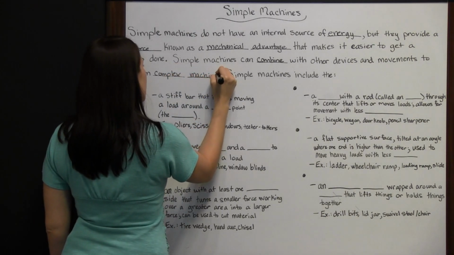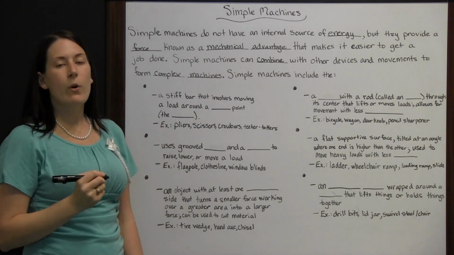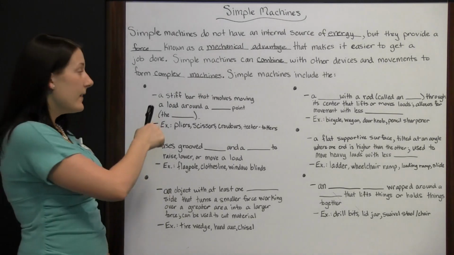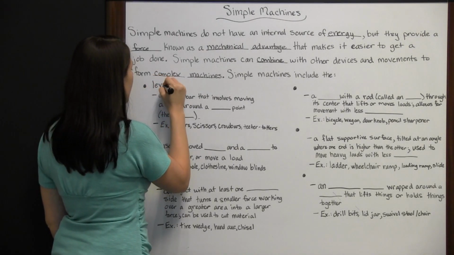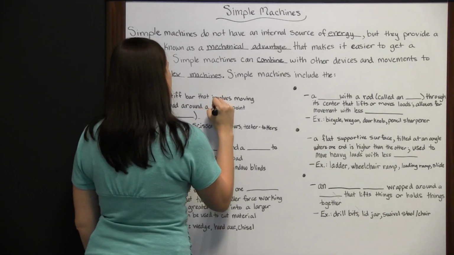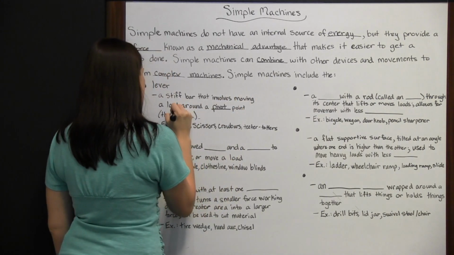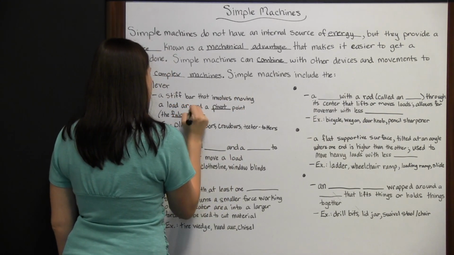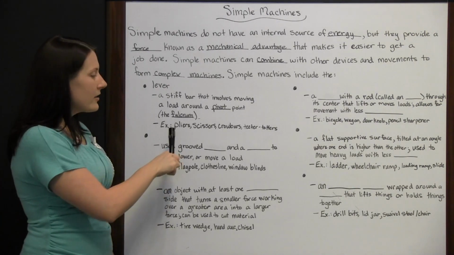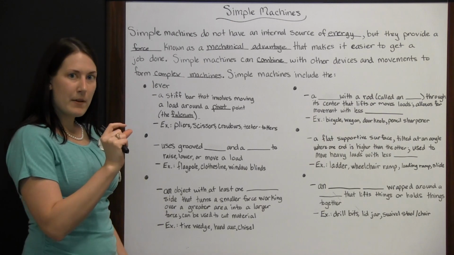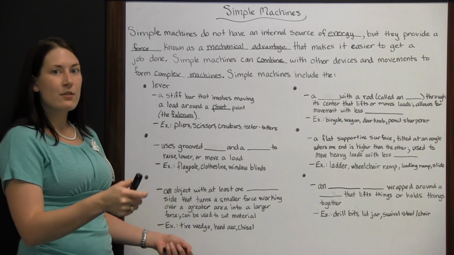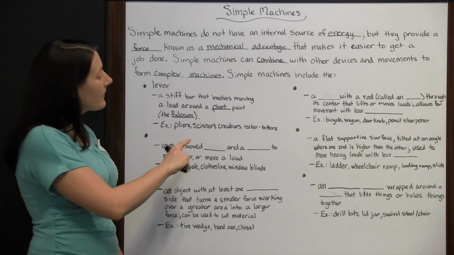So any machines that you know of are going to be made up of one or more of these simple machines. And simple machines include the lever. The lever is a stiff bar that involves moving a load around a pivot point. And this pivot point is known as the fulcrum. So to give you an idea of what a lever is as a simple machine, it would be pliers. It has 2 levers working around that pivot point in the middle to be able to do a job easier. Scissors, same thing, 2 levers around that fulcrum.